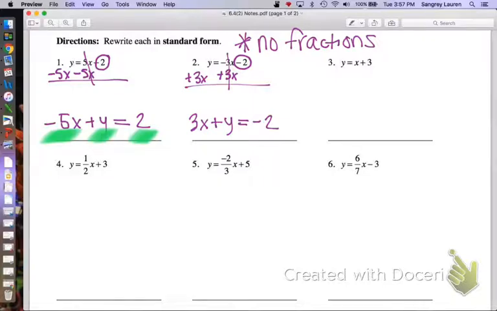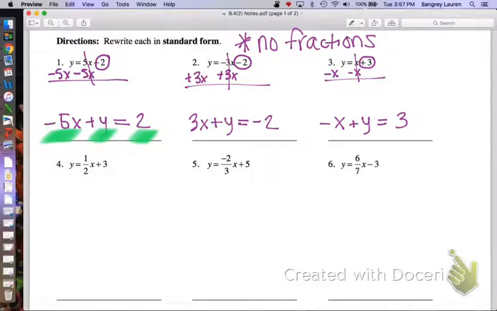Try number 3. Right now, y is alone, but we want the number to be alone. We want this positive 3 to be by itself. So in order to do that, we need to get rid of that x. So we are going to subtract x from both sides. We want the x's written first in standard form. So we have a negative x, we have a positive y, and that equals the positive 3 on the right.